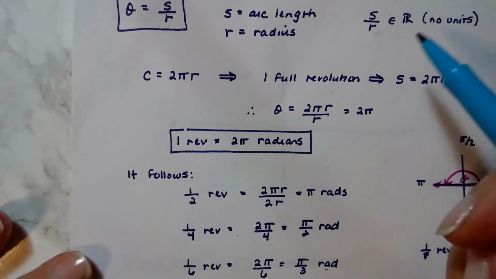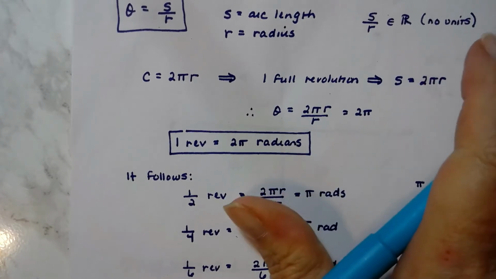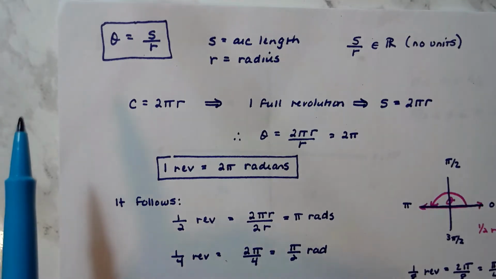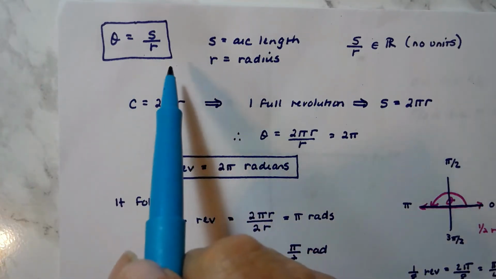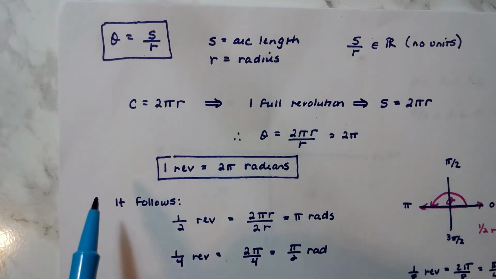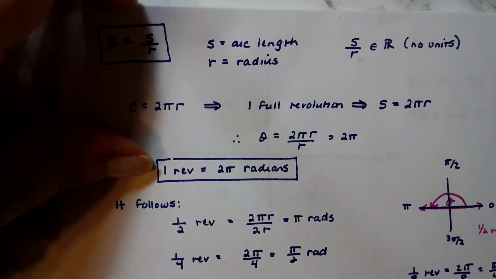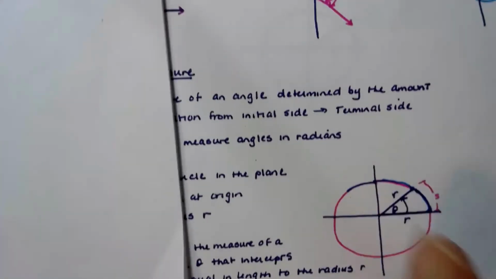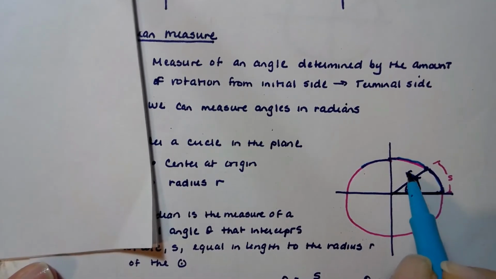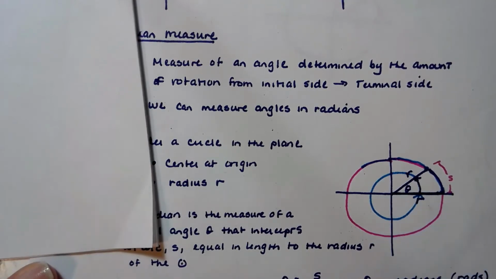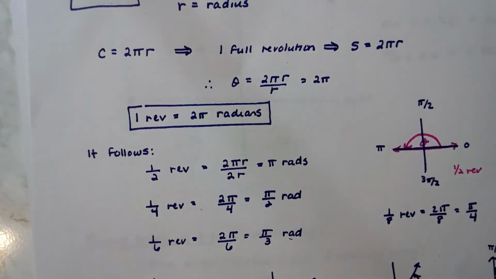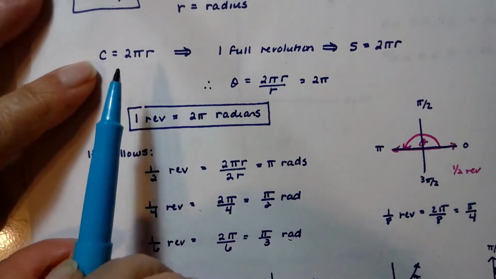So this little ratio S over r is a real number. It has no units, okay, and it's equal to our angle measure. Now the circumference of a circle, the distance around a circle, if you were to walk in a circular path, is 2 times pi times the radius, okay? So 1 full revolution, 1 full spin, right, around this circle. So again, if this is my initial point, and instead of stopping here, I go all the way around, that's 360 degrees, okay? So 1 full revolution is equal to 360 degrees around the circle.